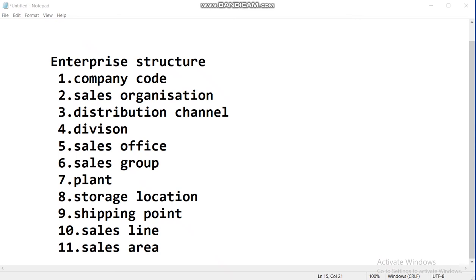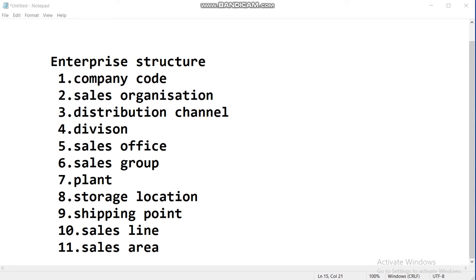Till now we discussed basics of SAP. From today onwards we are entering into the actual subject. And I hope you all are aware that these classes are about the SAP SD module. SD means sales and distribution. Today we are going to discuss enterprise structure, and you can see on the screen, enterprise structure.